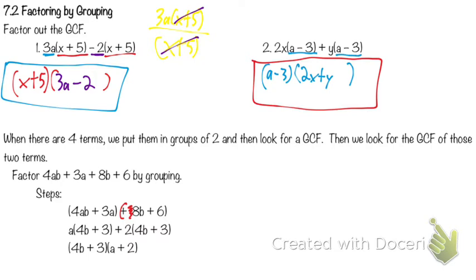Now, when you put the first 2 and last 2 together, we look for a GCF in each parentheses. So this first parenthesis, 4ab plus 3a. What's our GCF there? A. Pull that out in front. You're left with 4b plus 3. 8b plus 6, the second parenthesis. What's our GCF? 2. Pull the 2 out. You're left with 4b plus 3.